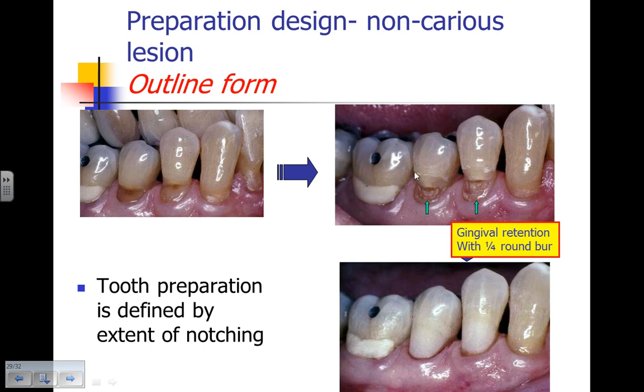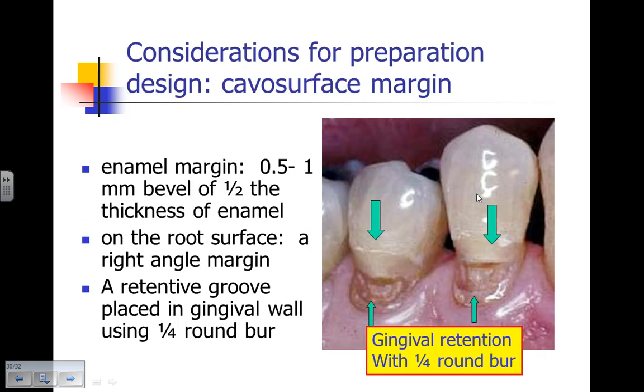We can see that we've created that bevel on the facial towards the occlusal third. And in the gingival area, because these are very deep on the 2 premolars, we've created retentive grooves. The enamel margin has a bevel 1/2 to 1 millimeter in length with a 45-degree angle. The cervical has that gingival retention created in the middle of the cervical wall, not against the axial wall, created with a quarter round bur. And then the tooth is restored with an adhesive composite.